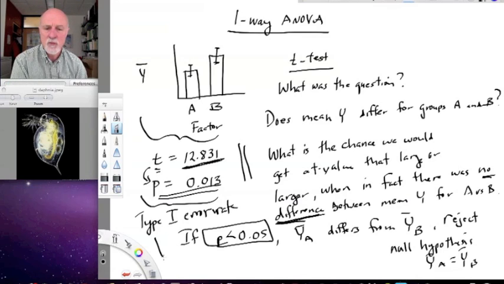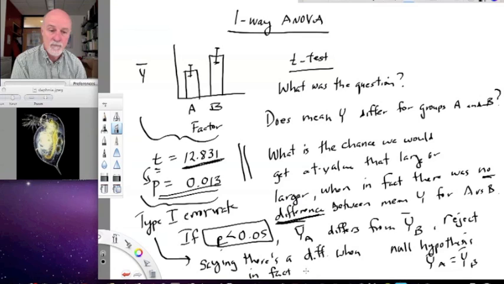What do we mean by type 1? That means we're saying there's a difference, when in fact y bar A equals y bar B. In other words, the null hypothesis is true, and P is quantifying the chance that we are incorrect in saying there's a difference. So we are incorrect 1.3% of the time.